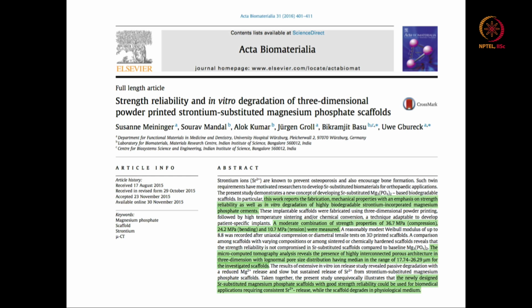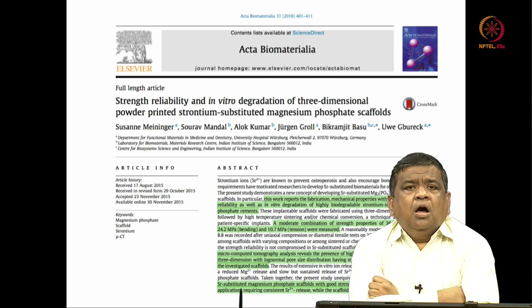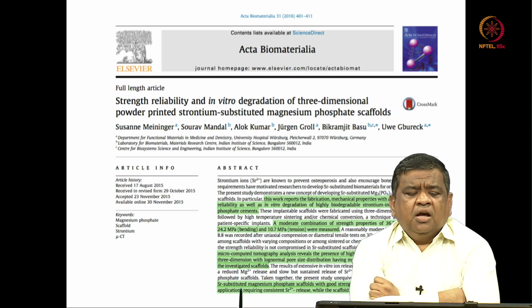This particular work was the result of a collaboration between the Indian Institute of Science and the University of Würzburg in Germany. This German student Susan Meininger also visited the Indian Institute of Science as part of this work, and my former PhD student Saurabh Mondal also visited the University of Würzburg as an exchange visitor to complete this work. This work was published in Acta Biomaterialia in the year 2016.